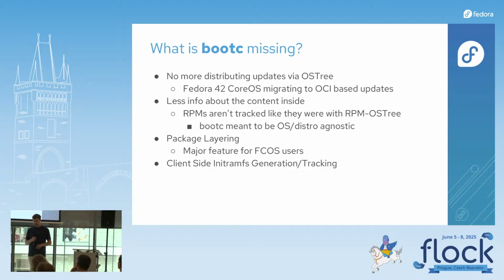But the one big feature is package layering. So a lot of CoreOS users, including myself, might add a package or two that we want on the system. And this is a major feature for Fedora CoreOS that we can't really leave behind when we move to bootc. So that's something that we're working with the bootc team on to try to make sure that exists. We can't remove rpm-ostree from our CoreOS images until that's a feature that exists. And we're talking about doing that in a plugin-based model, so there'd be a plugin for DNF.